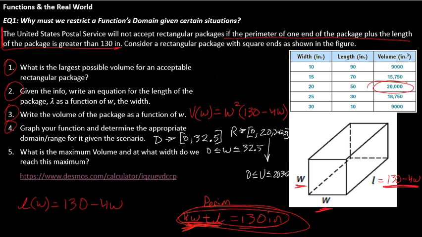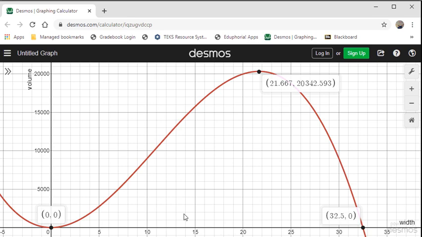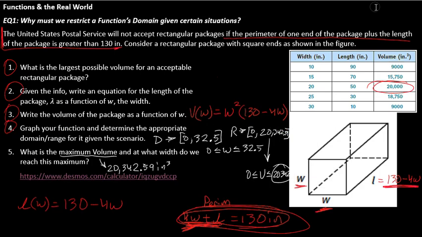Well, we just saw our maximum volume is given by this upward bound of our range. So our maximum volume is simply 20,342.59 cubic inches, right? And if you remember from geometry, volume is a three-dimensional measure of space, so we're using cubic units. And what width is this maximum reached at? Our width is 21.67 inches.